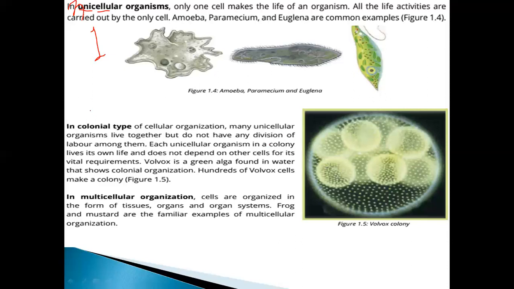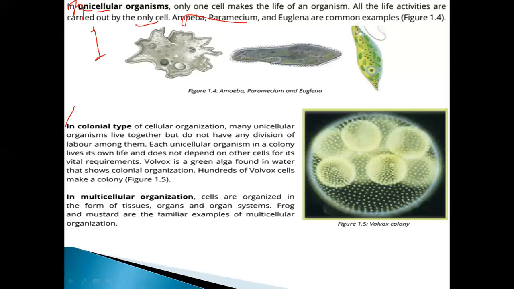All the life activities are carried out by only one cell. It means this is the whole body. This is an example of unicellular organisms, and this is an amoeba. It has its nucleus, some vacuoles, some ribosomes, cytoplasm, and this is the cell membrane. This is a very simple structure, but that is the whole body of this organism, and it depends on that and performs all the activities. You can see another example, paramecium. It is a shoe-like structure. This is euglena, that is also a unicellular organism.